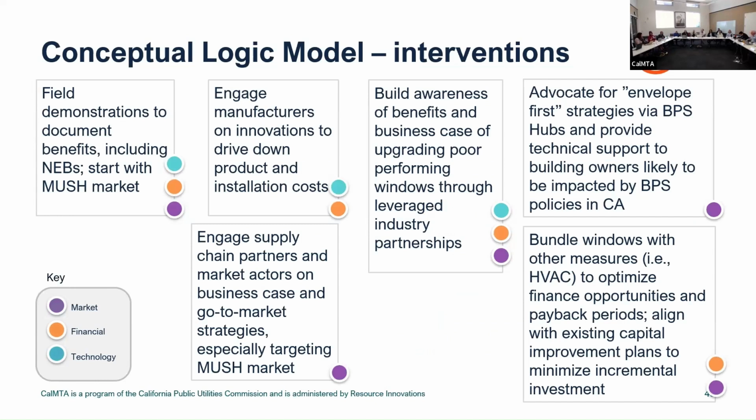So great emphasis on proving this out in the field. Real world data. Engaging the manufacturers on innovations to drive down product and installation costs. There's probably more opportunity on the manufacturing and the installation than on the product, but some opportunity still there.